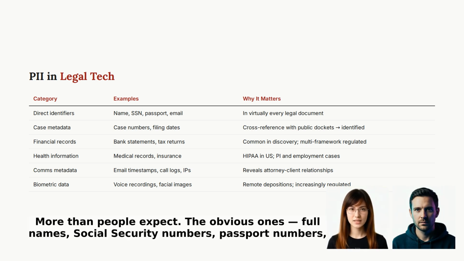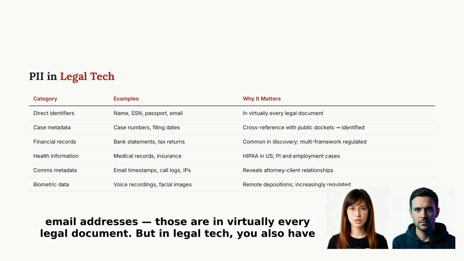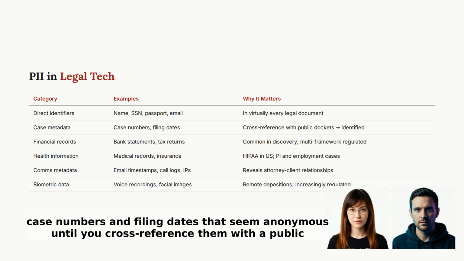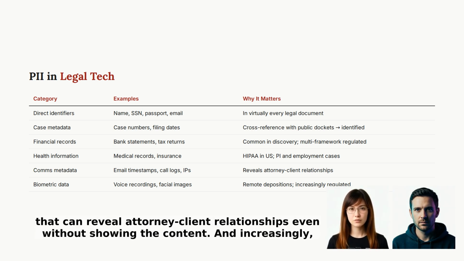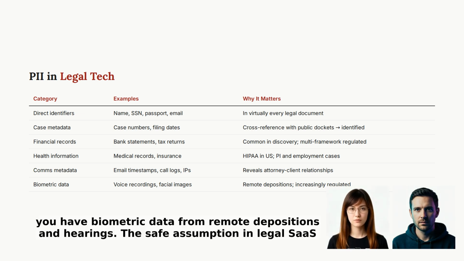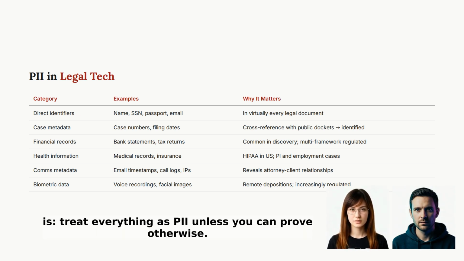More than people expect. The obvious ones: full names, social security numbers, passport numbers, email addresses. Those are in virtually every legal document. But in legal tech, you also have case numbers and filing dates that seem anonymous until you cross-reference them with a public court docket. You have communications metadata, email timestamps, call logs, IP addresses. That can reveal attorney-client relationships even without showing the content. And increasingly, you have biometric data from remote depositions and hearings. The safe assumption in legal SaaS is treat everything as PII unless you can prove otherwise.